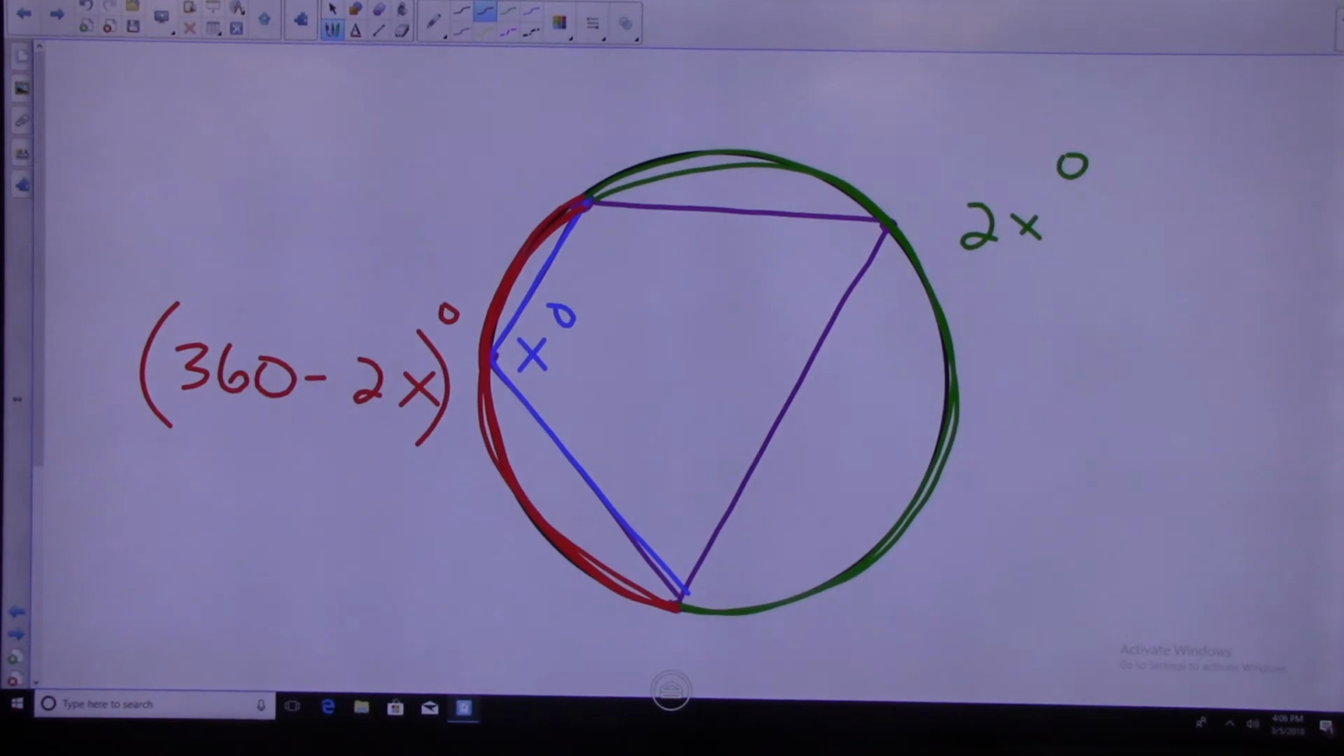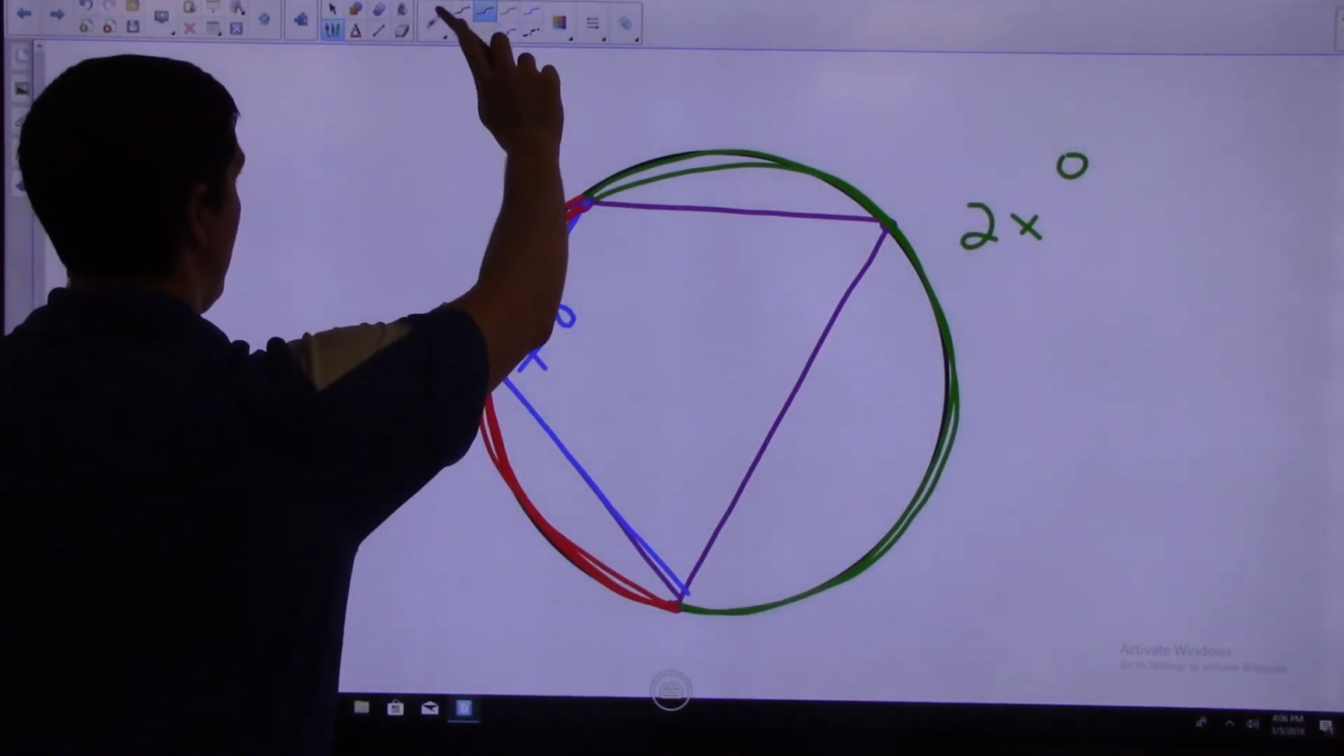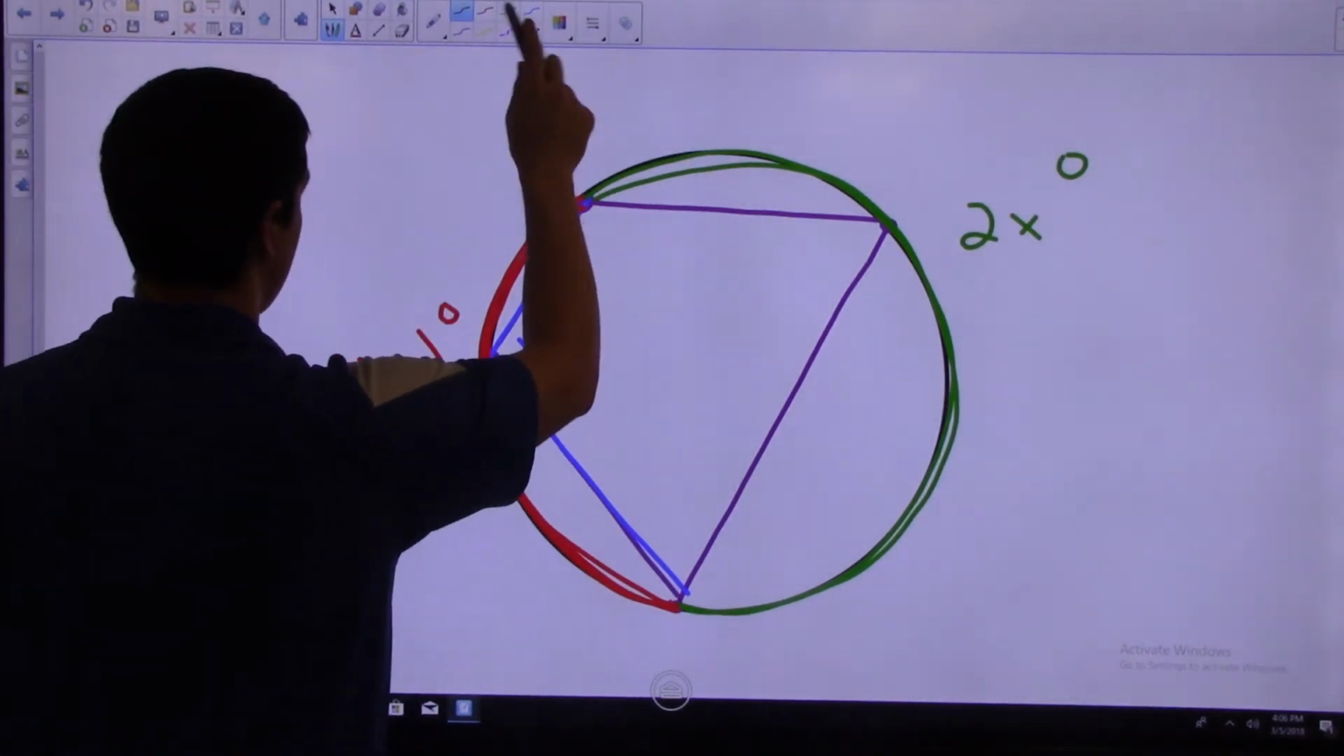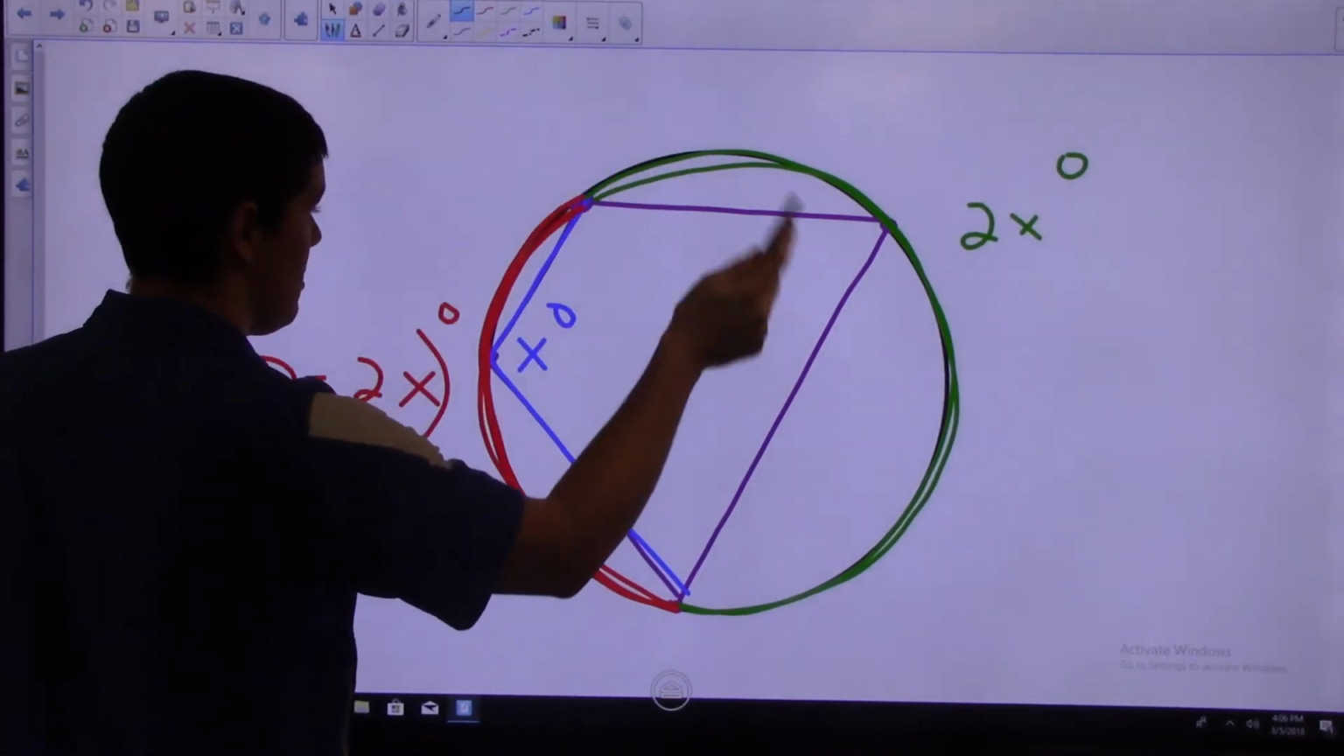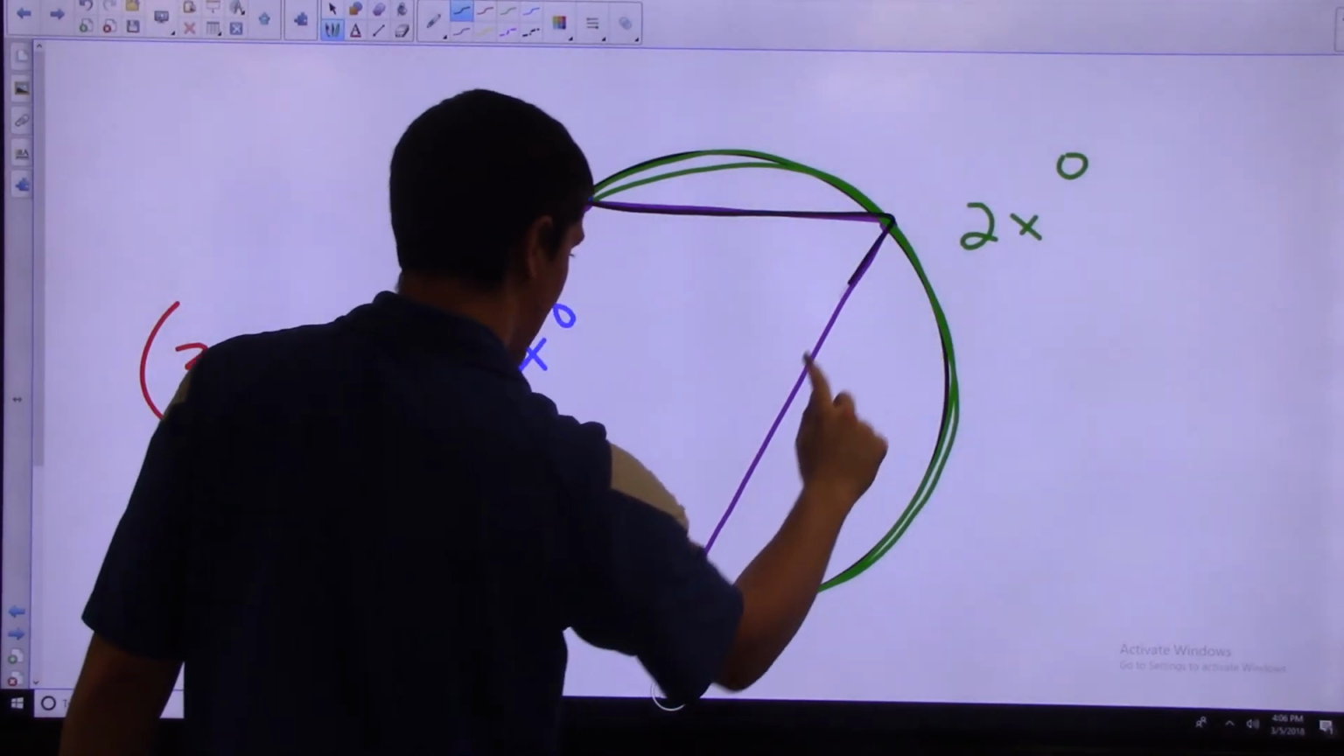Okay. Well, the last thing I want to talk about is how can we find, or how can we write this angle? And I'm running out of colors here, so I'm going to use black. I'm talking about this angle, the angle opposite it.